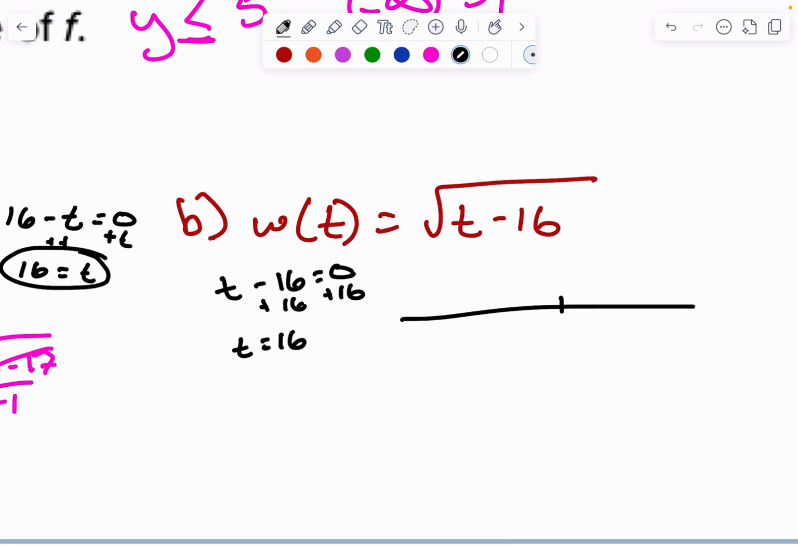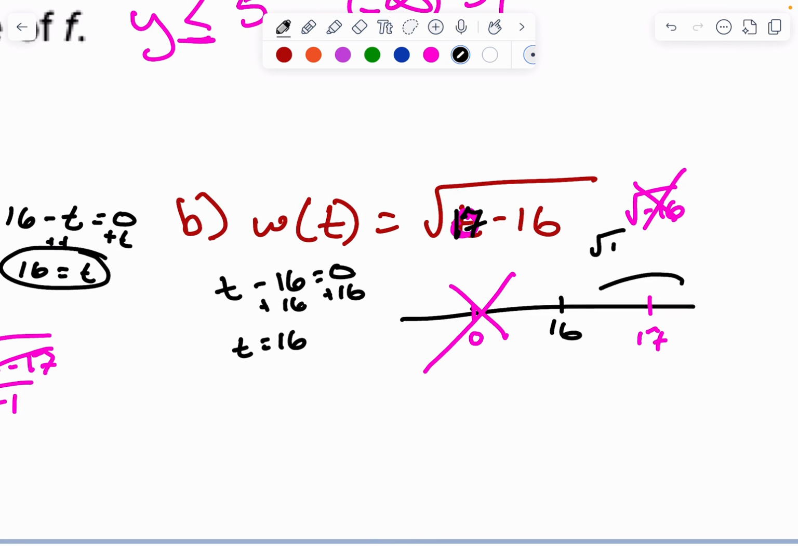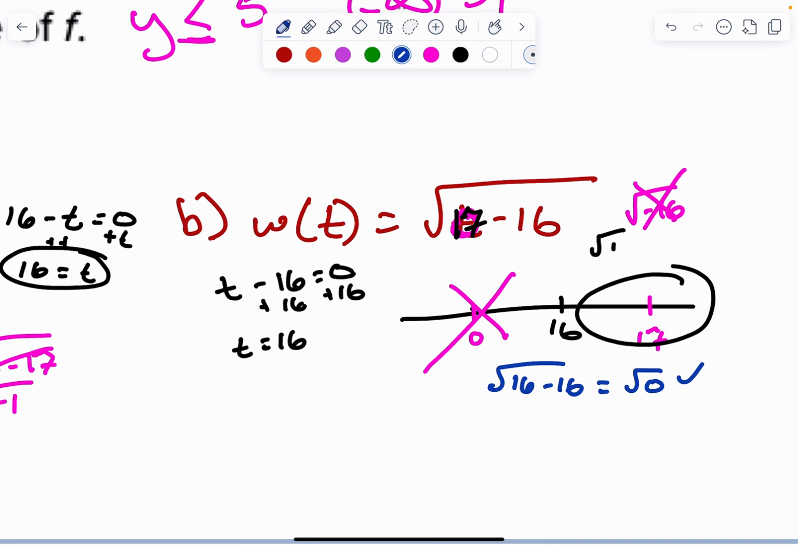So I'm going to put 16 on a number line and test the same points, 0 and 17. If I plug 0 in, 0 minus 16 is negative 16, and you cannot take the square root of a negative. So this side does not work. But if I plug 17 in, I've got 17 minus 16, which is the square root of 1, and that works. Then I just check 16 itself. 16 minus 16 is the square root of 0, and we just said that does work.